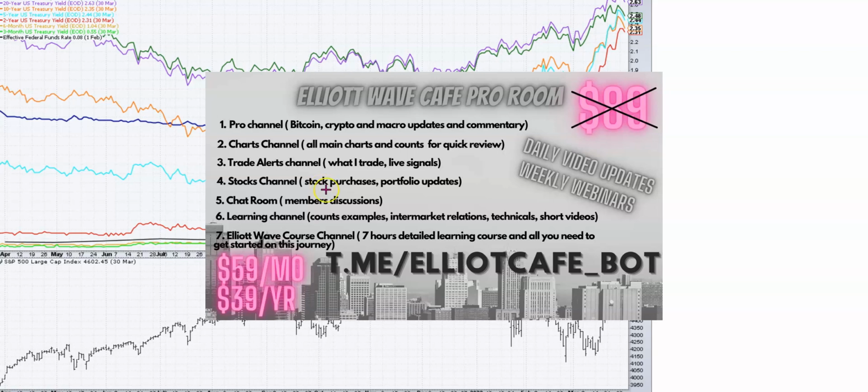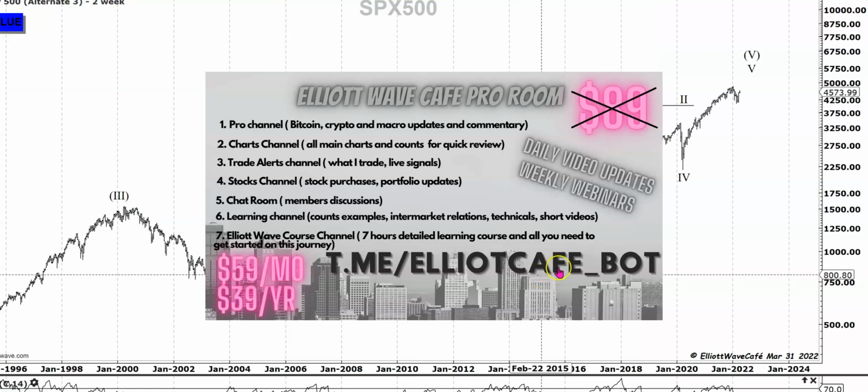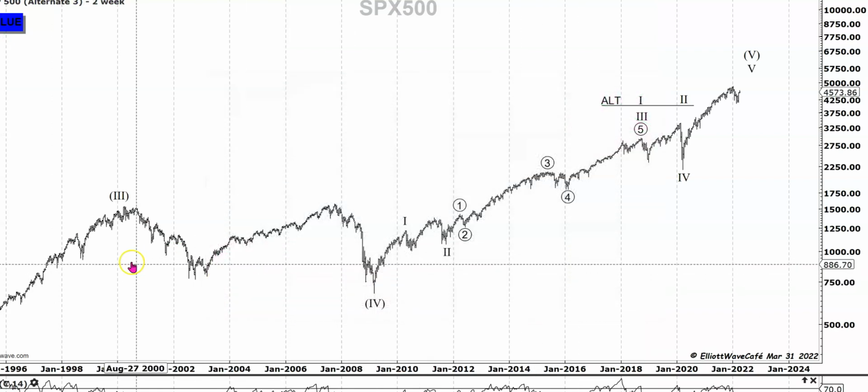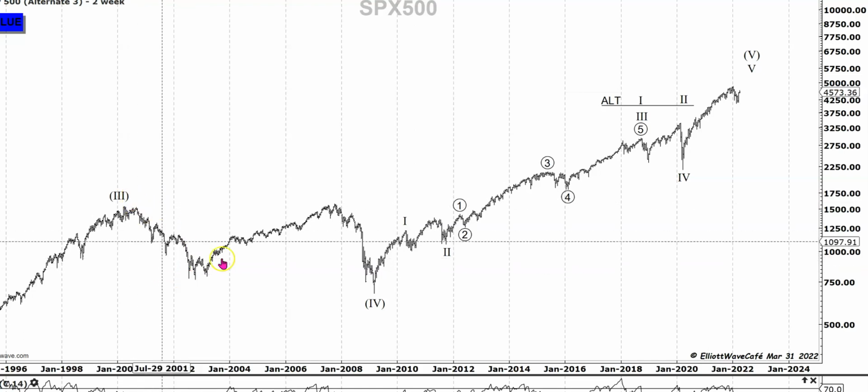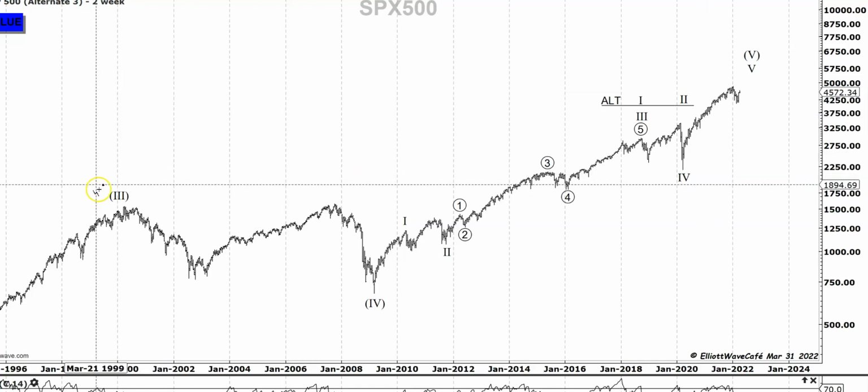So guys, let me jump over and take a look at the S&P 500. So here is a longer term time frame. We're looking back since 2000. And this is a big flat correction. I mean, it doesn't get any better than that. I'm sure you're familiar with this by now.